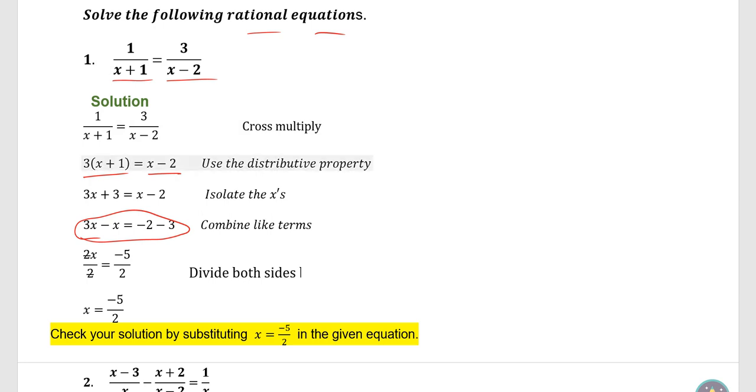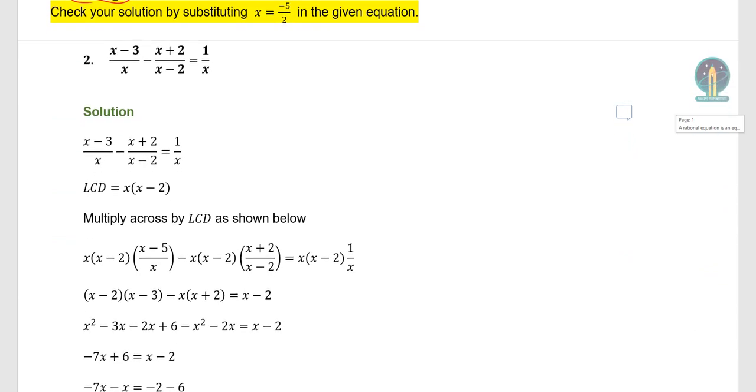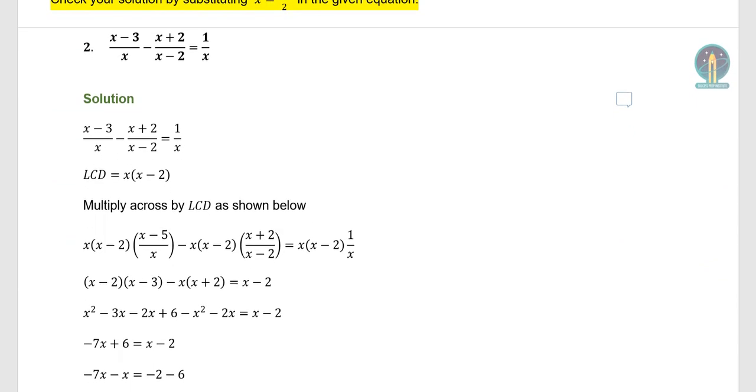equation, right? We can just use the distributive property, distribute the 3 to the x plus 1, and then we'll have 3x plus 3 equals x minus 2. Then we can isolate the x's, combine like terms, standard operations that we've been doing. Then, in the end, solve for x, and we'll get x equals minus 5 over 2. Now remember, this is in the case that we have a single fraction on each side of the equal sign.